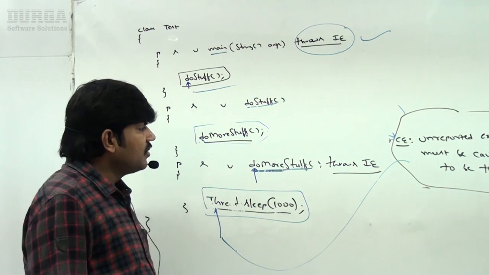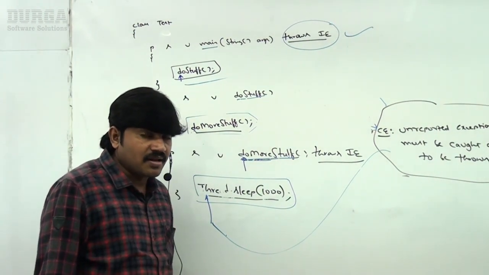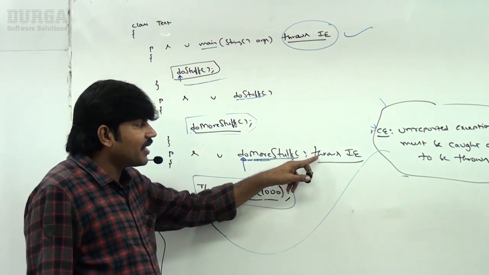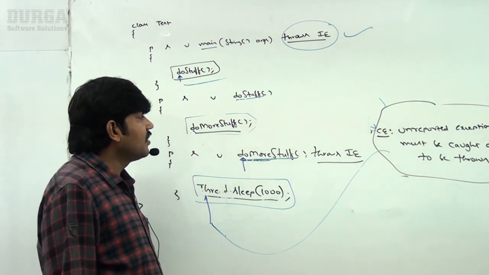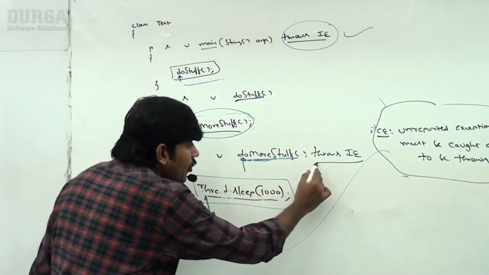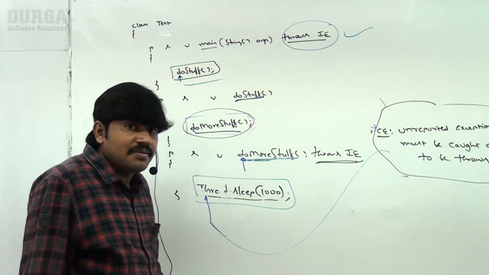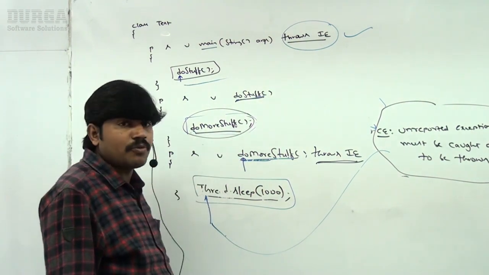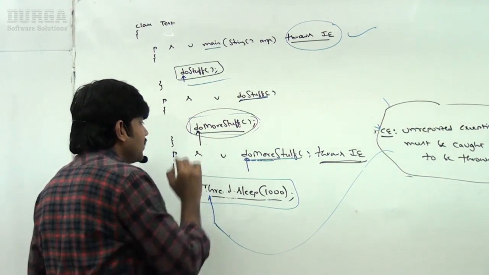Can you please tell if the code will compile or not? Respond. Will the code compile or not? Okay, if I take it like this, now the code won't compile. Immediately the compiler will ask, hey doStuff, you are calling doMoreStuff, and doMoreStuff throws InterruptedException, but where do you handle it? You didn't report anything about that. The compiler objects to this line.